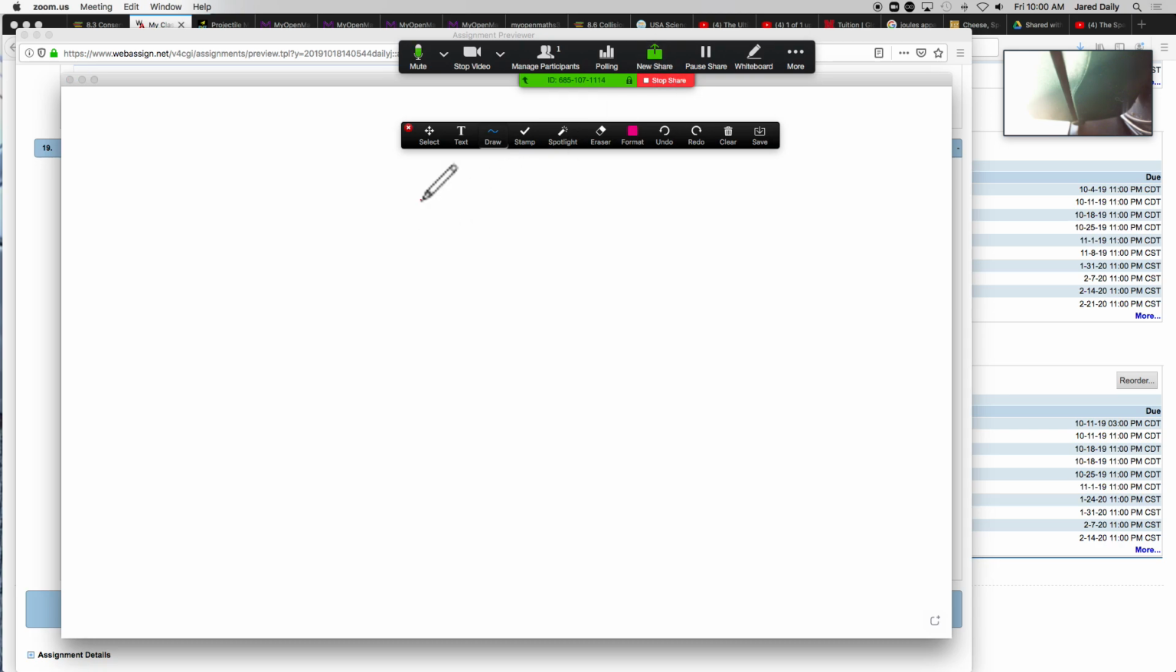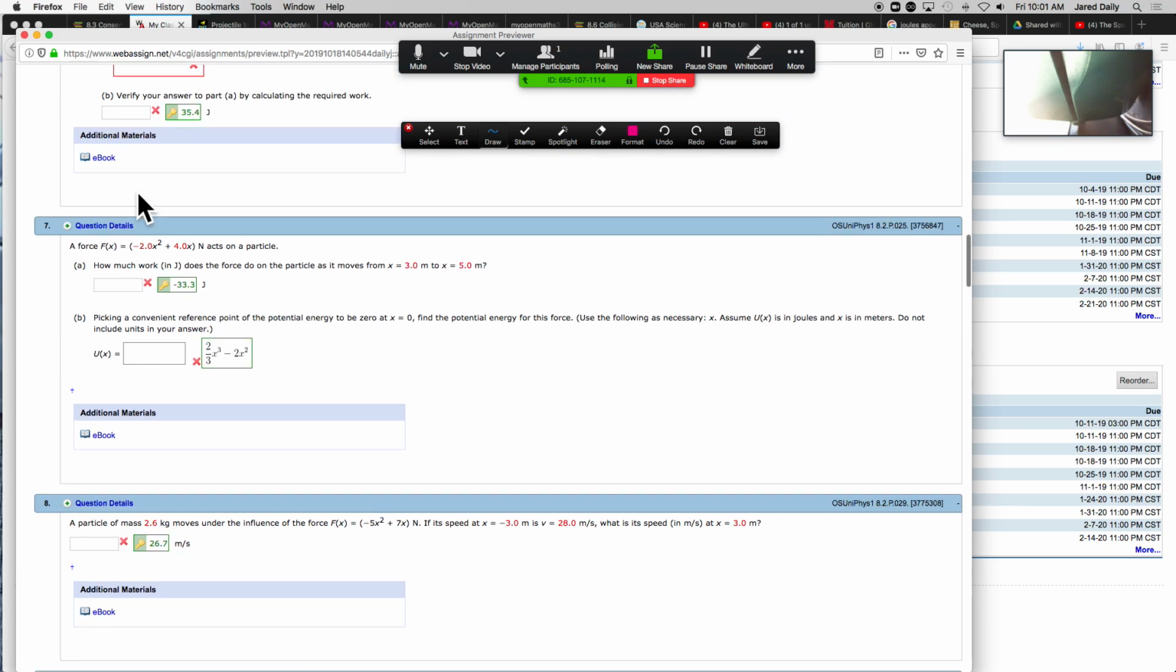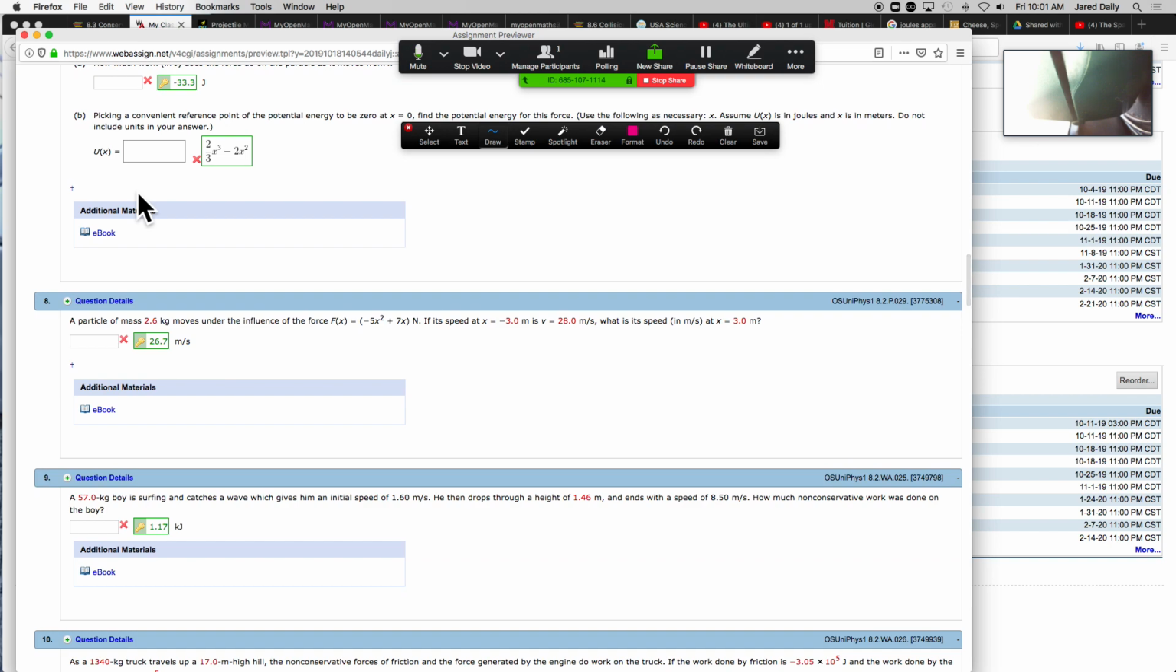All right, so what is number 8 anyway? Number 8, you said? Particle of mass 2.6 moves under the influence of this force. Ah, yes. Okay, so this one is actually a calculus one. I gave you another calculus one. I forgot to. Okay, so for you guys that are in the calculus part of the class, I want you to do number 8.